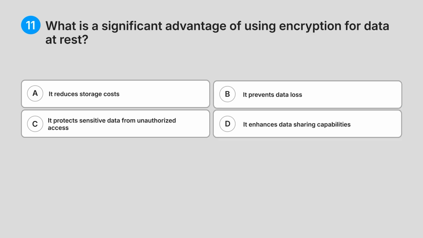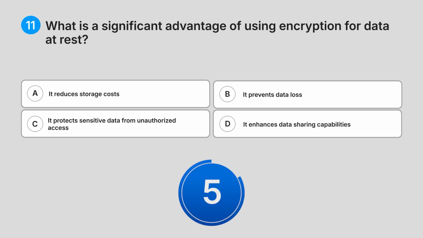11. What is a significant advantage of using encryption for data at rest? A. It reduces storage costs. B. It prevents data loss. C. It protects sensitive data from unauthorized access. D. It enhances data sharing capabilities. Do you know the answer?